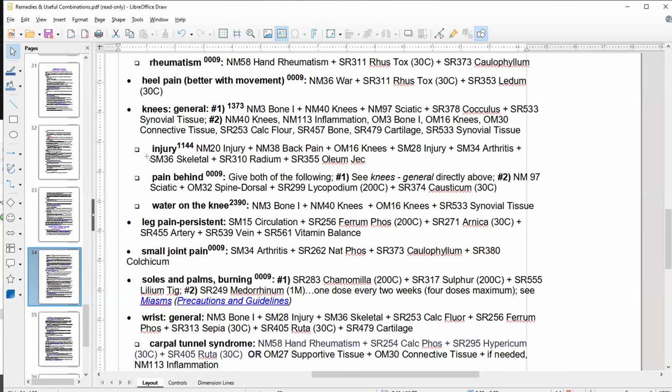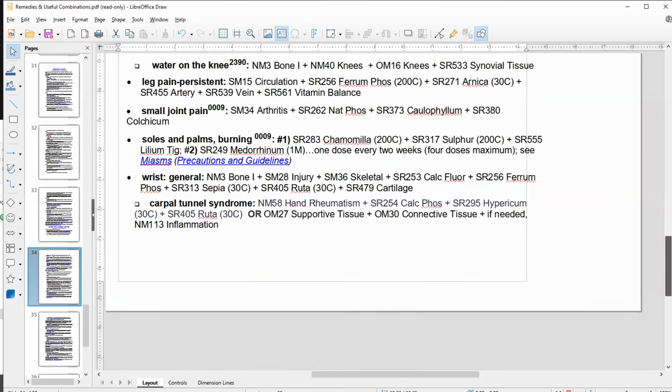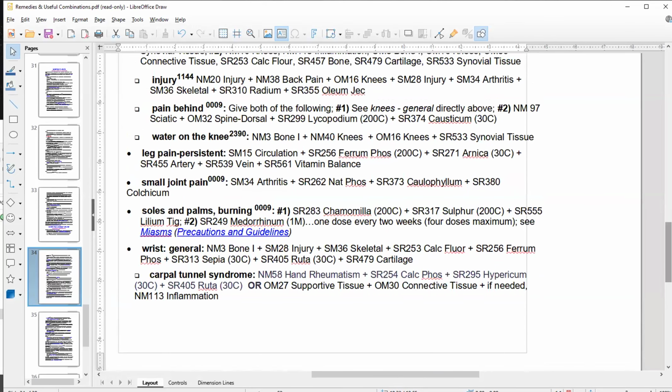Knees in general, injury, for this we have to use this. Water on the knees, synovial fluid, everything we have a remedy here. Leg pain, persistent, and small joint pain, soles and palms burning. So everything is covered in this, and wrist in general. Carpal tunnel syndrome. So what is that? It affects the wrist area. So you get a severe pain.